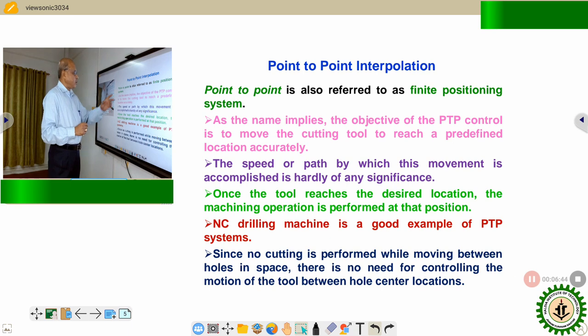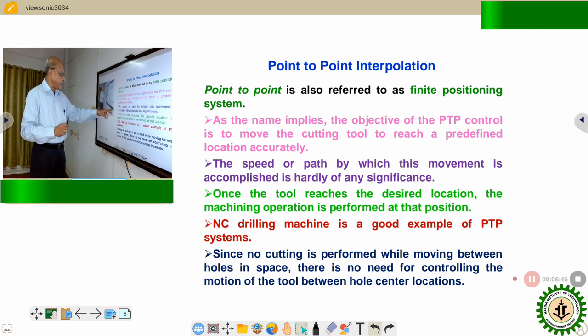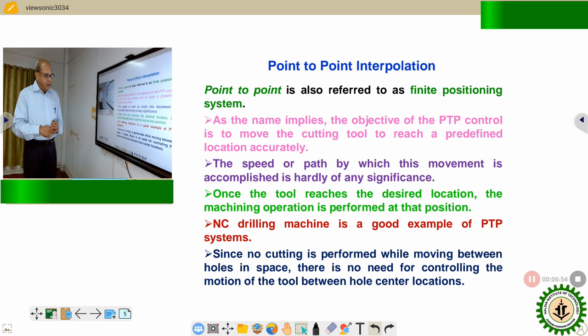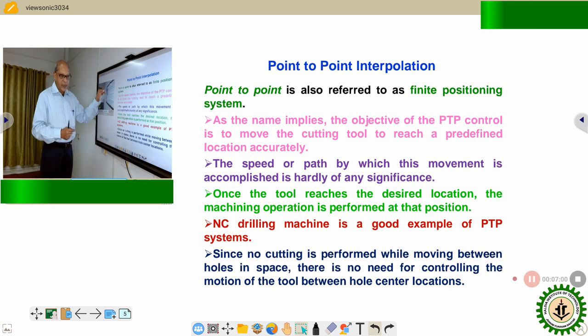Another important attribute of this point-to-point interpolation is that the speed or path by which this movement is accomplished is hardly of any significance. This motion is utilized at a distance when there will not be any contact between the tool and job, that means when the cutting is not in progress.